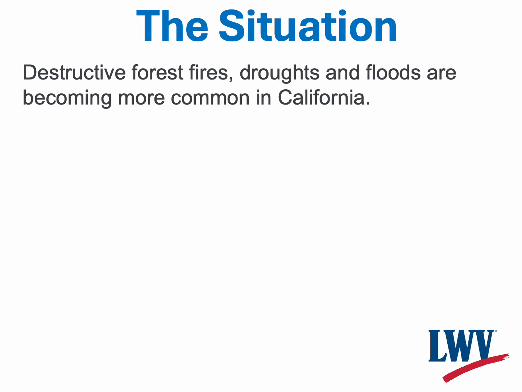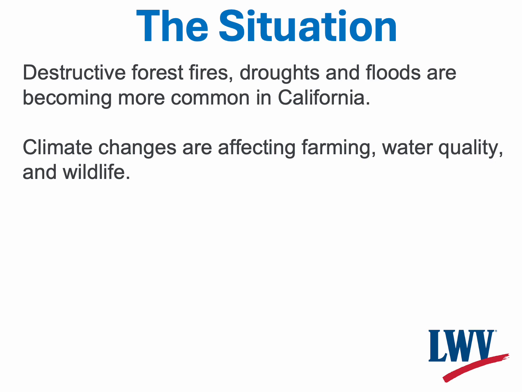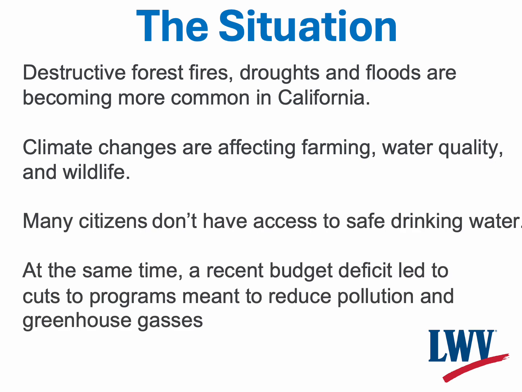Californians are presented with the reality that forest fires, prolonged droughts, and constant flooding are becoming commonplace. In addition, the state's vast agricultural industry, water quality, and wildlife are being affected by climate change. It has also been reported that too many Californians do not have safe drinking water. And this all comes at a time when budget cuts have reduced monies for programs aimed at reducing pollution.